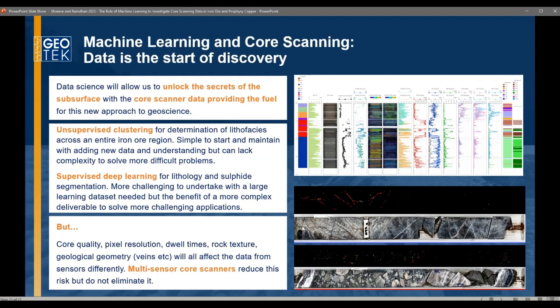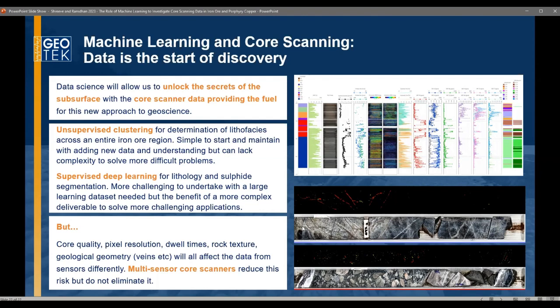You need a much larger learning data set. And of course, as you can see from our case study example, that learning data set can indeed need to be separated in a variety of different ways. But it does benefit from having a much more complex deliverable to solve a more challenging application, like in the case we've shown here with Xanadu.